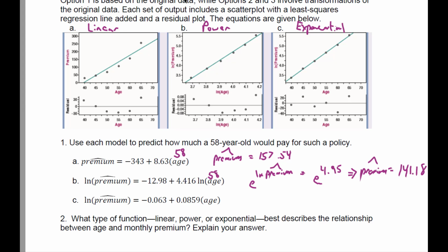141.18. Now let's do the same thing with this bottom one for part C. So 58, and we'll plug this in and see what we get for a value over here on the right hand side.